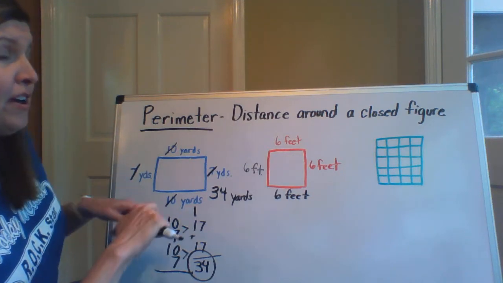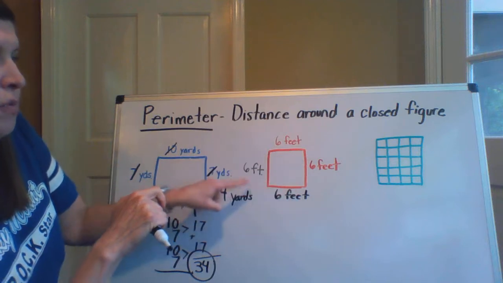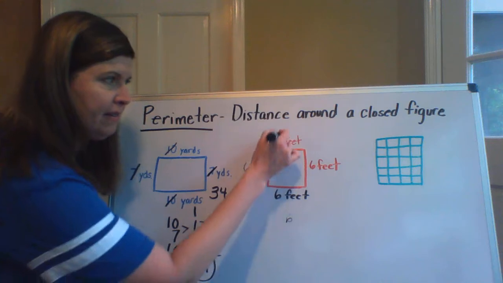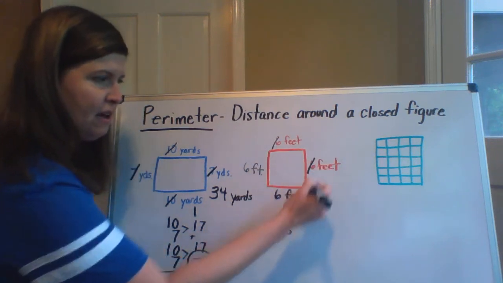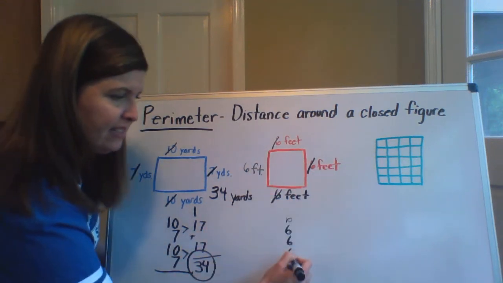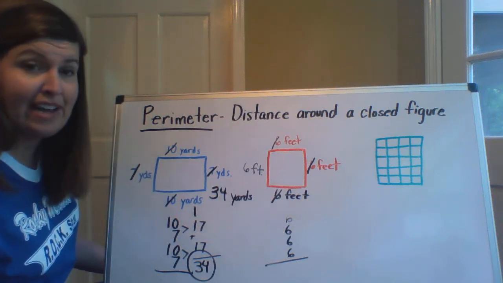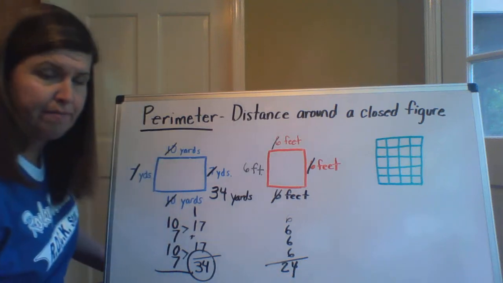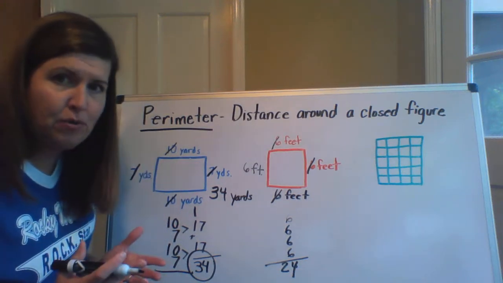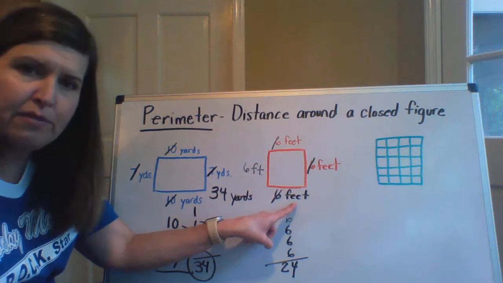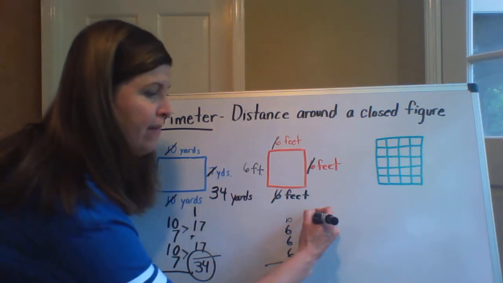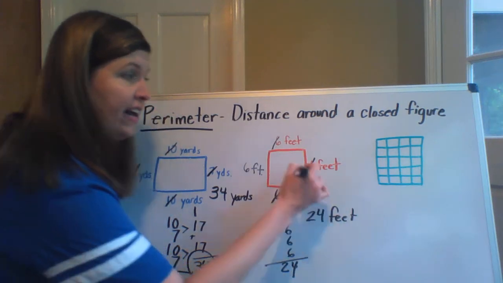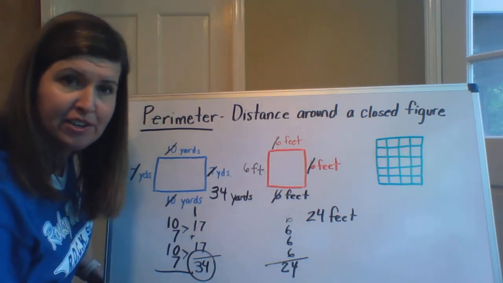Now, if you notice, on this one I wrote out feet, and on this one I wrote the abbreviation for it. Doesn't really matter on that. Now, to find the perimeter, I need to find out the distance all the way around. So I'm going to add up. I have 6 plus 6 plus 6 plus 6. Another way I could write that would be 6 times 4, which is going to be 24. Now, it's not just 24. I have to remember what unit of measurement I was using, and that makes it 24 feet around, the distance all around my figure.